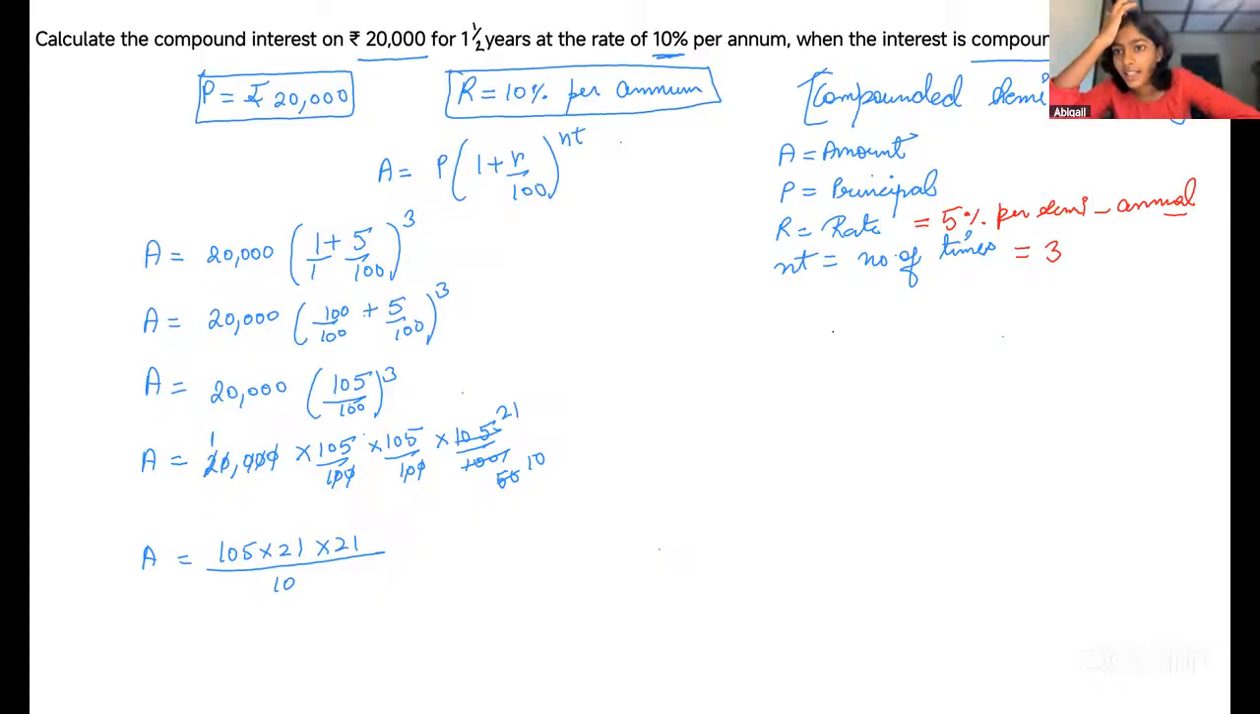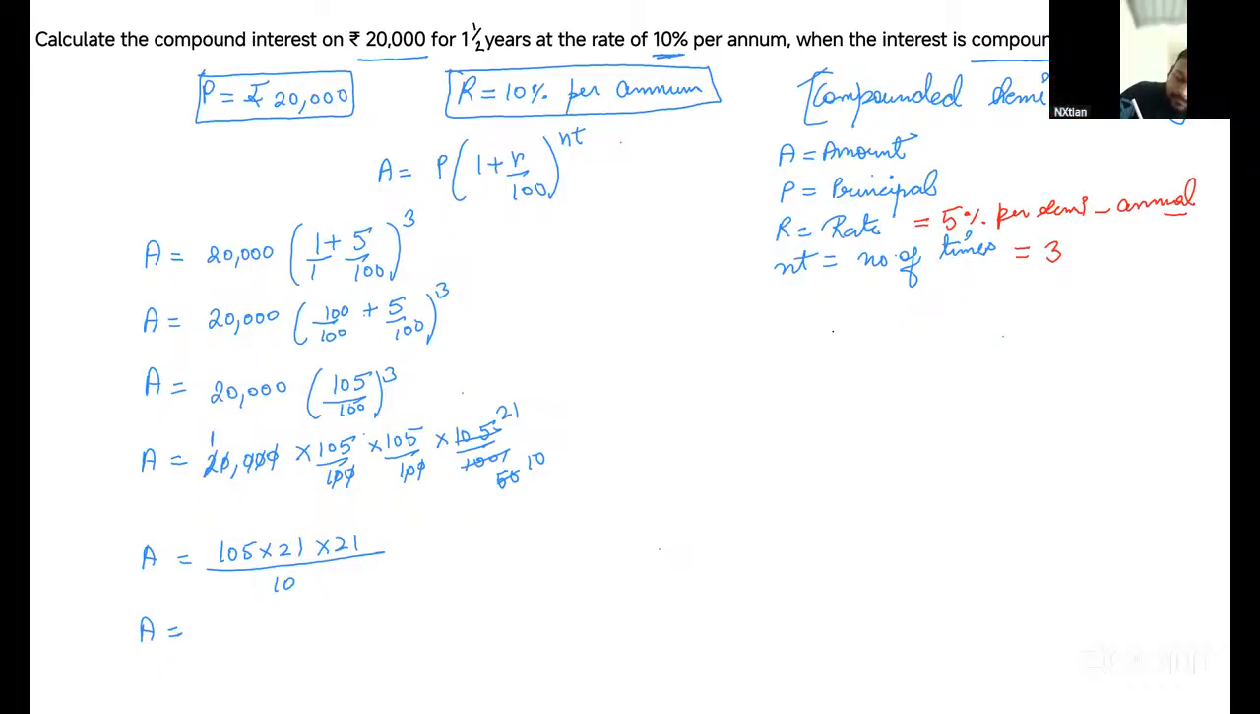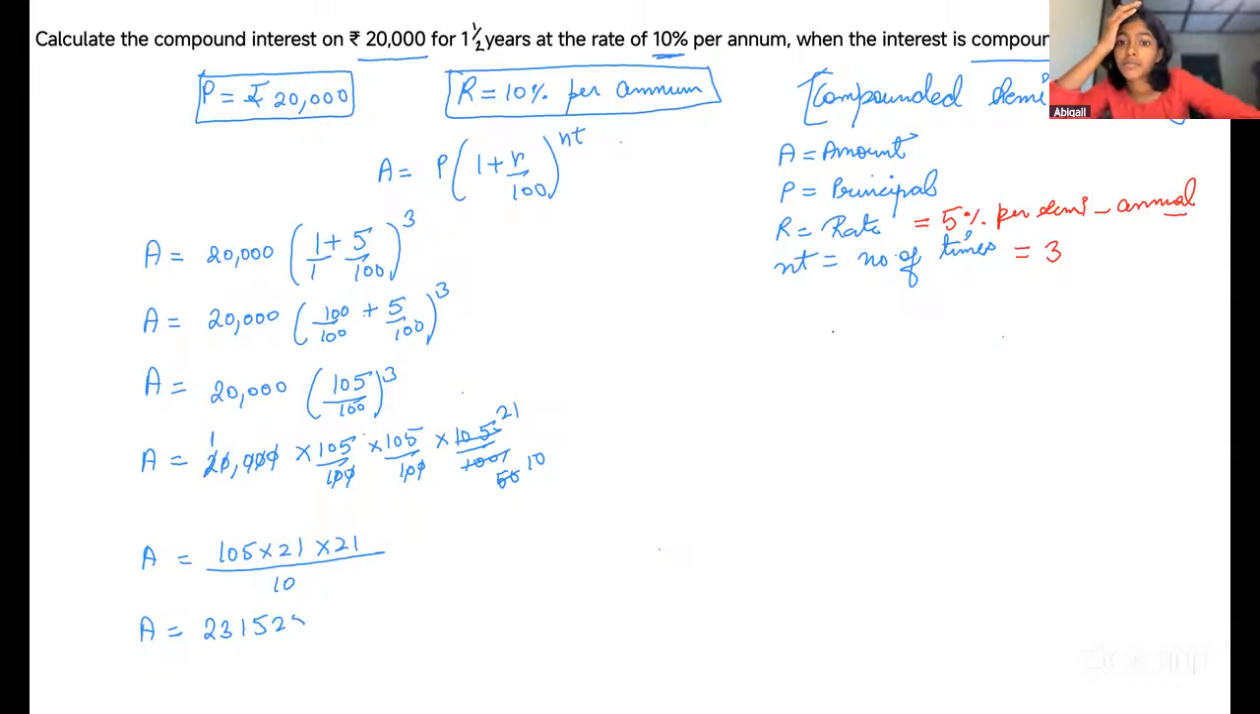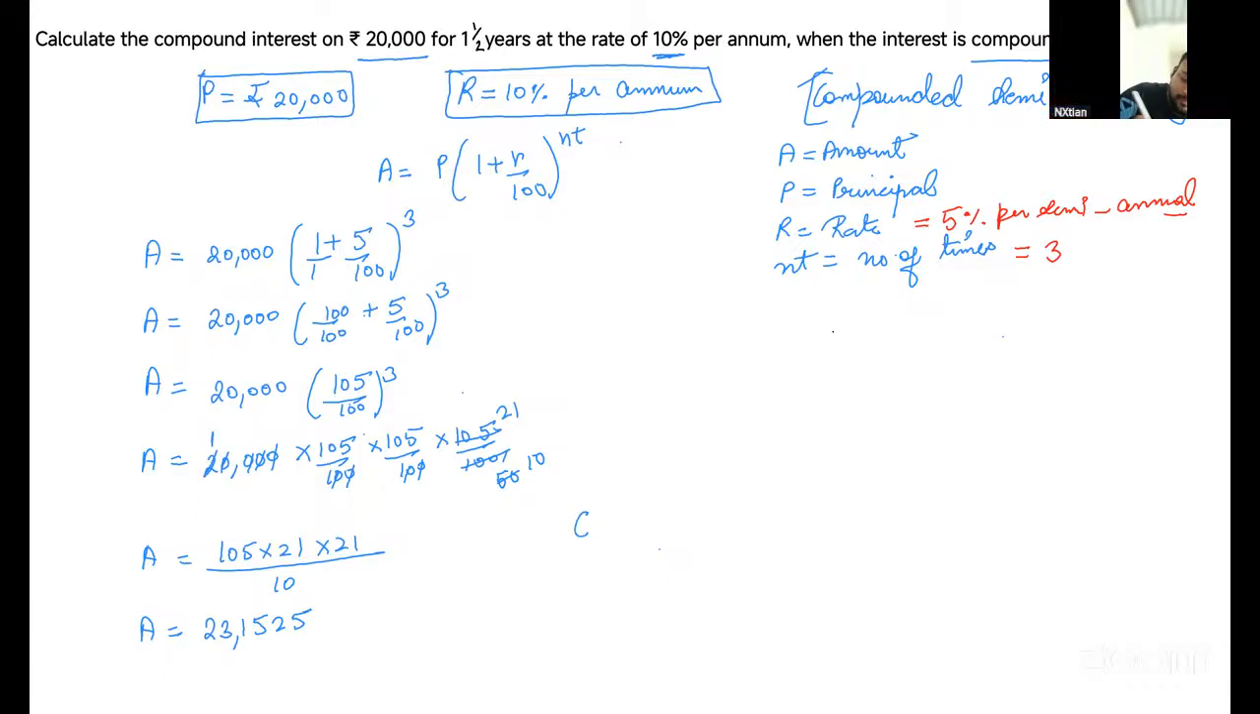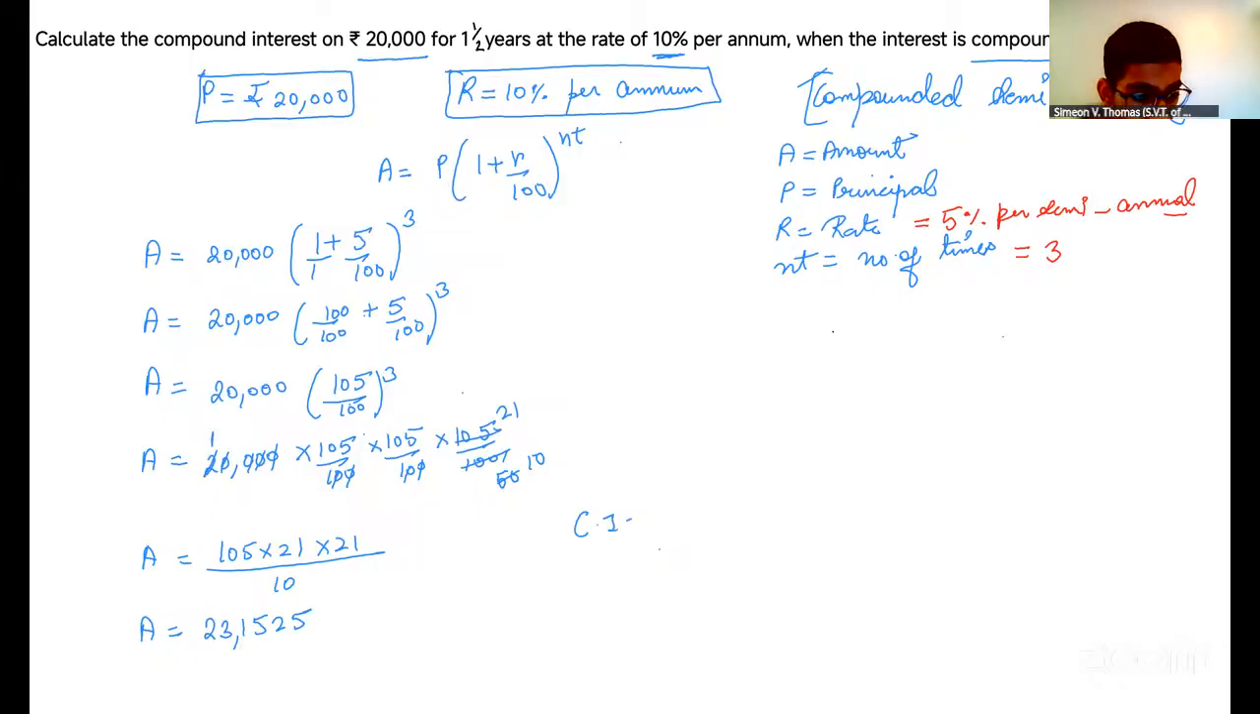Sir, are you cancelling with 5 tables? Yeah. Then it will be 20, right, sir? 100. Yes. Sir, it should be 23,152.5. Yes, I also got that point.